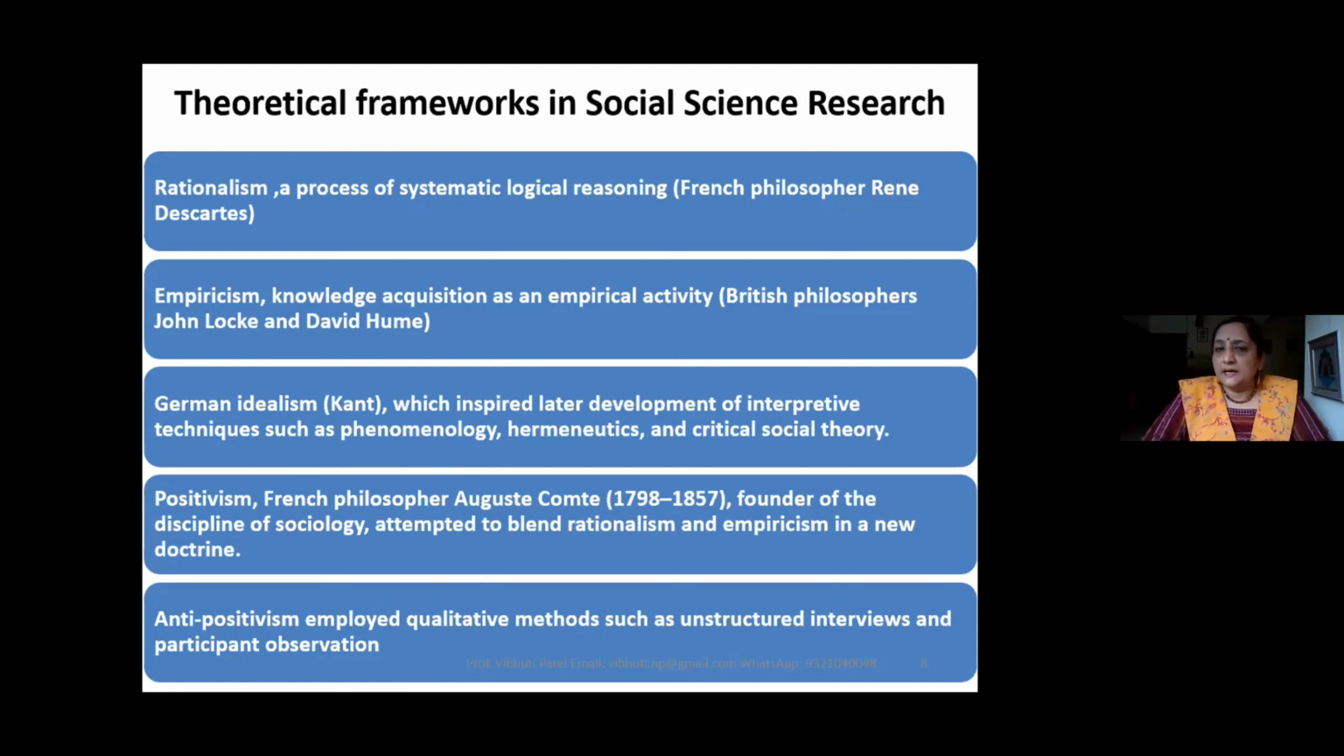Another very important school currently: most of the researches over the 19th century and 20th century have happened with positivism. Positivism, where the French philosopher Auguste Comte, the founder of the discipline of sociology, attempted to blend both rationalism and empiricism in a new doctrine called positivism. Positivism is extremely dependent on numbers. What is the representativity of the fieldwork? What is the sample size? First thing the positivist would ask, what is your sample size?